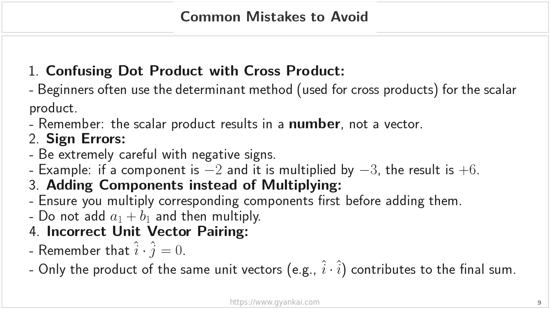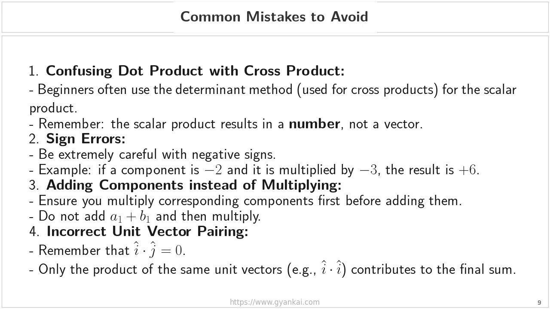Finally, keep an eye on your unit vector pairings. As we discussed during the expansion of the distributive law, anytime you multiply different unit vectors, such as i dot j, the result is 0. Only the products of identical unit vectors, like i dot i, contribute to your final sum. If you accidentally include terms where the unit vectors don't match, your calculation will be incorrect. Keep these points in mind, and you will find the process much more reliable as we move into our final summary.